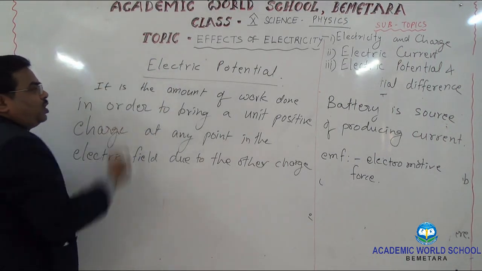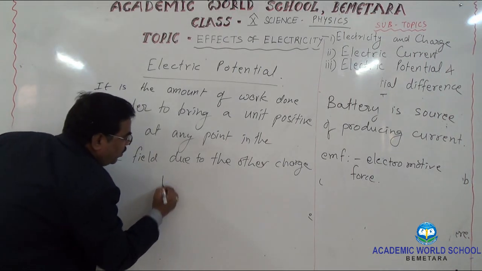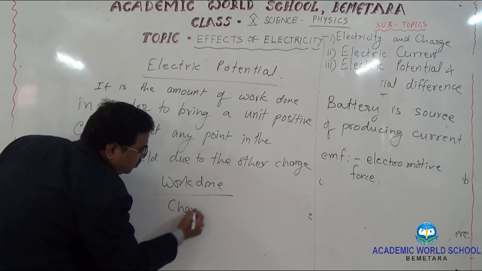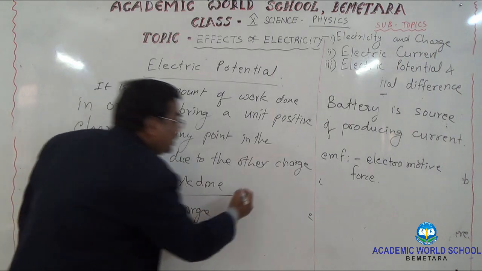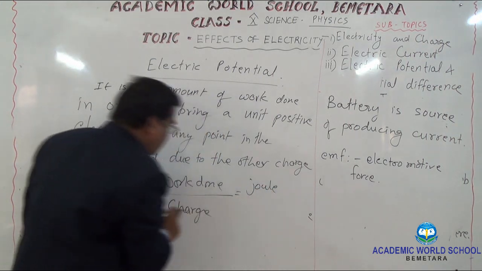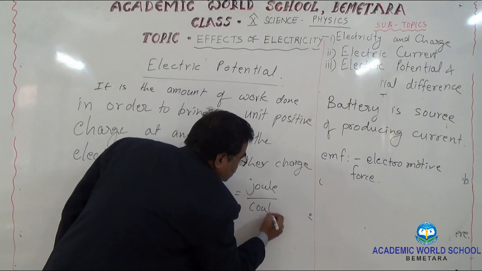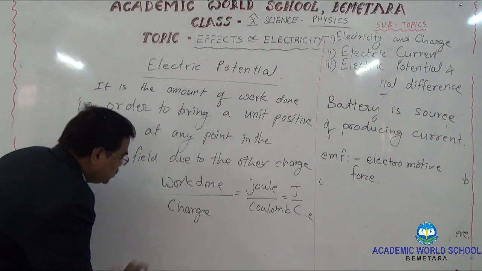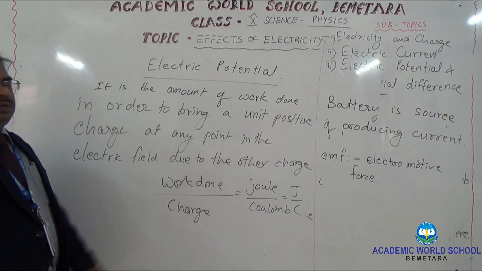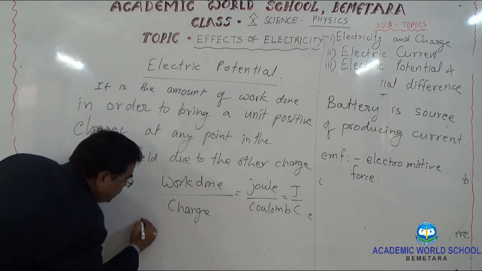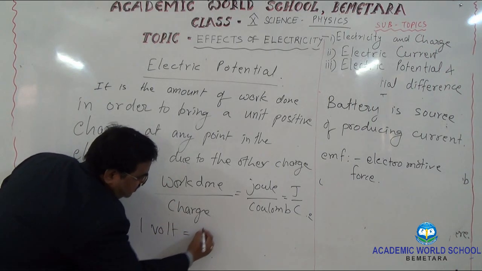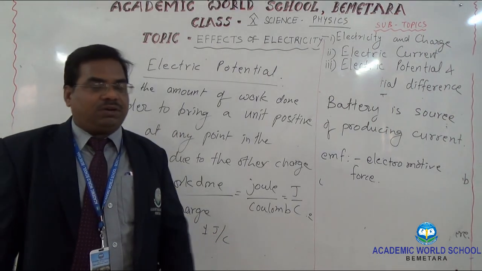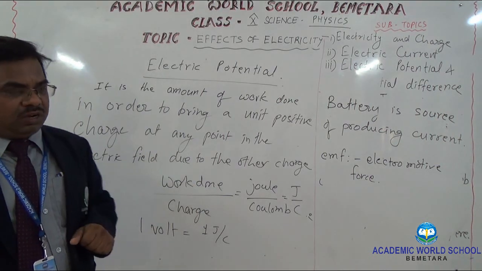So what is the unit for electric potential? Surely it will be work done upon charge. As you all know, the unit of work is joule and the unit of charge is coulomb. So it is joule per coulomb. The SI unit is volt. 1 volt is 1 joule per coulomb. This is the SI unit of electric potential.